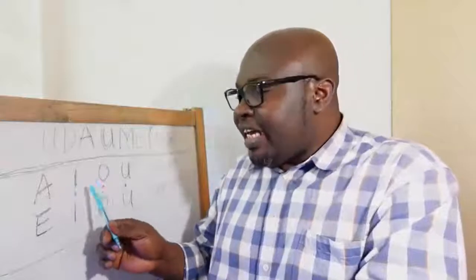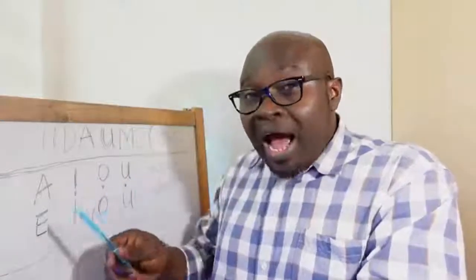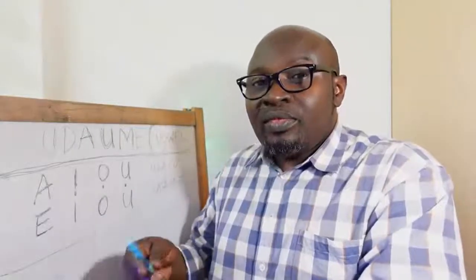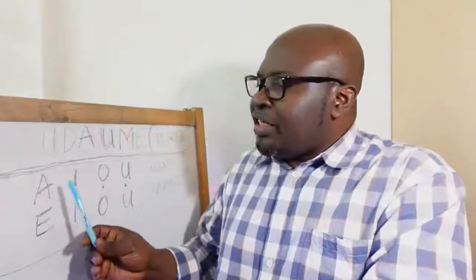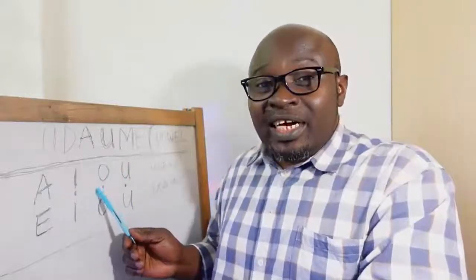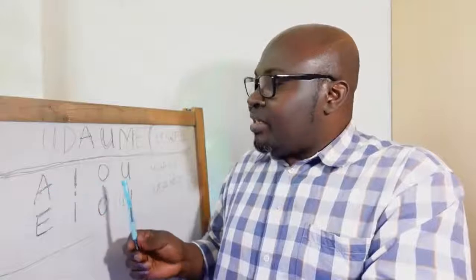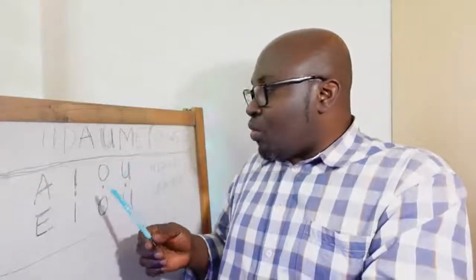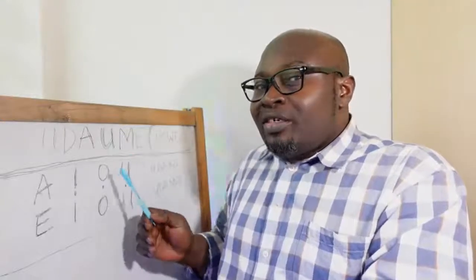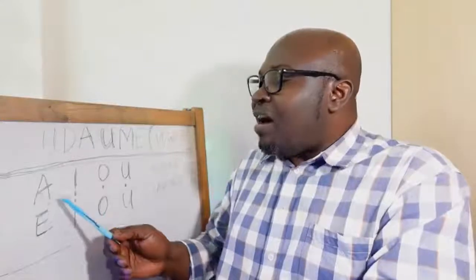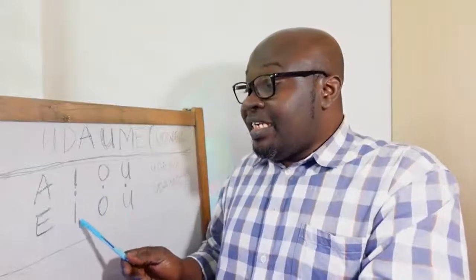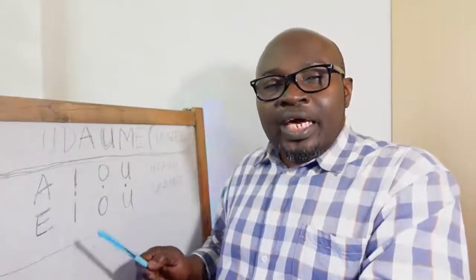When you say A, I, O, U, A, I, O, U, it is very easy because it sounds like Ezioku. So we already know that A represents maybe aka, and the others have a dot under, like I, O, or oka. When you come to Udaume, you will not have any dot under. You will have only A, I, O, U, A, I, O, U.